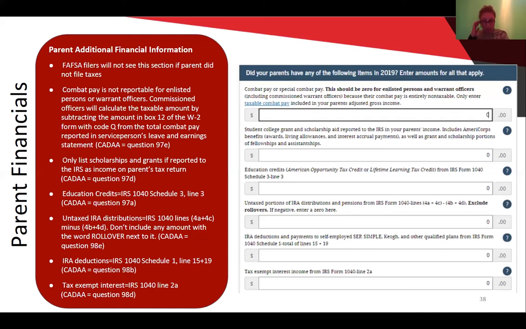The next question is related to IRA deductions, so individual retirement account deductions and payments to other qualified plans. If that income exists and is applicable to your parents, then you want to look at Schedule 1 of the 2019 1040 form and specifically look at lines 15 and 19. If there is an amount reported under 15 and/or 19, you want to total those up and report it here. And lastly, in this section, tax exempt interest, again, may or may not apply, but if it exists, it would be found on the 2019 Form 1040 line 2A. Okay, next slide.